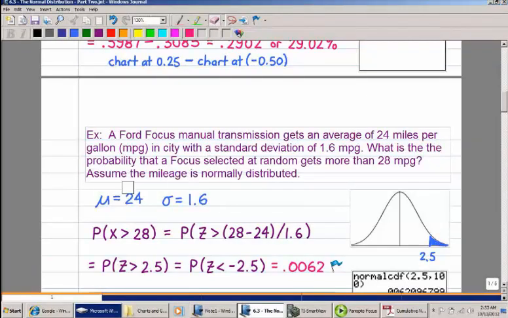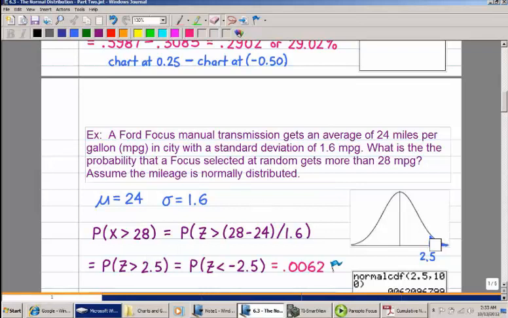So I wrote down the mean and standard deviation, 24 and 1.6. Now I need to write the problem statement. What is it asking us? All right, more than 28. That's not too tricky. Straightforward. More than 28 means it's the probability that x is greater than 28. So we have to convert to z by using the x minus mu over sigma formula. So 28 minus the mean 24 divided by the standard deviation of 1.6. And that turns out exactly 2.5.